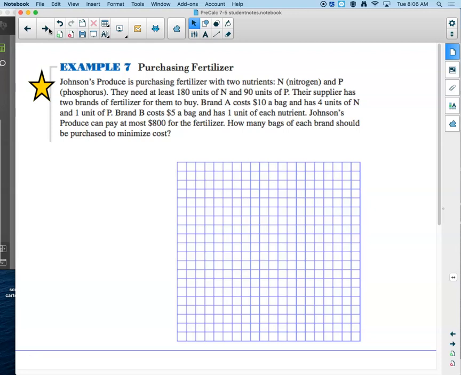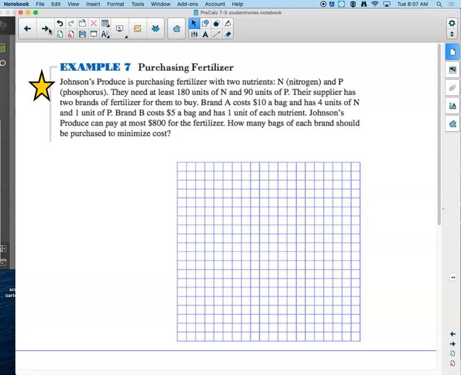So, purchasing fertilizer. Johnson's Produce is purchasing fertilizer with two nutrients, nitrogen, with an N, and P for phosphorus. And they did that because they wanted to shorten up this problem a little bit. They need at least 180 units of nitrogen and 90 units of phosphorus. Their supplier has two brands of fertilizer for them to buy. Brand A costs $10 a bag and has 4 units of nitrogen and 1 of phosphorus. Brand B costs $5 a bag and has 1 unit of each ingredient.